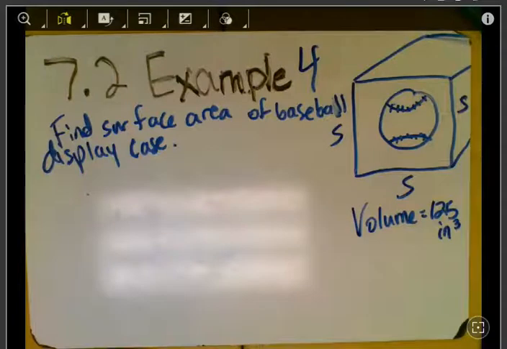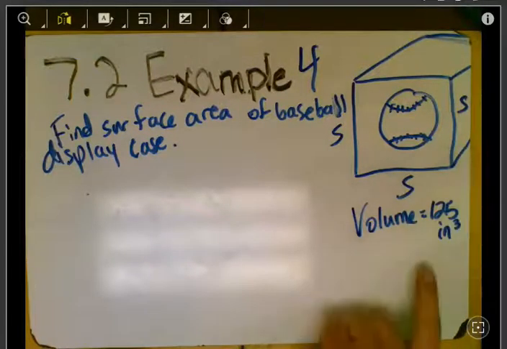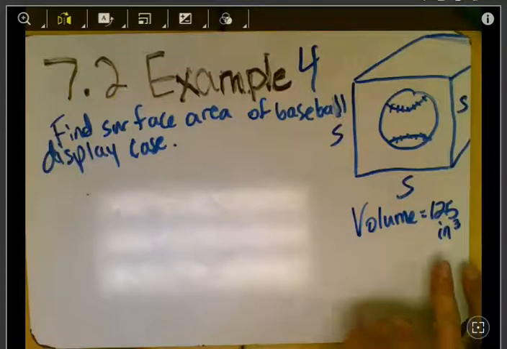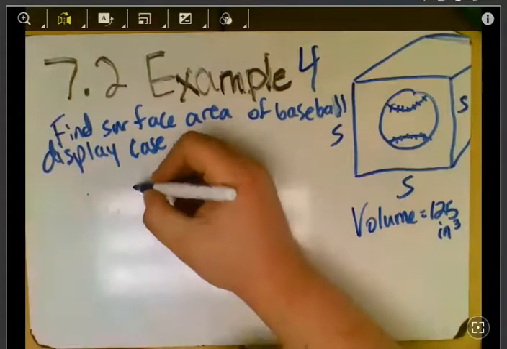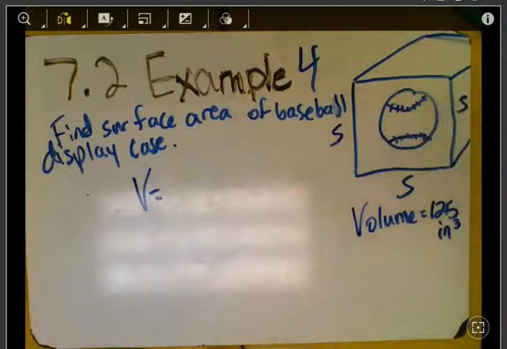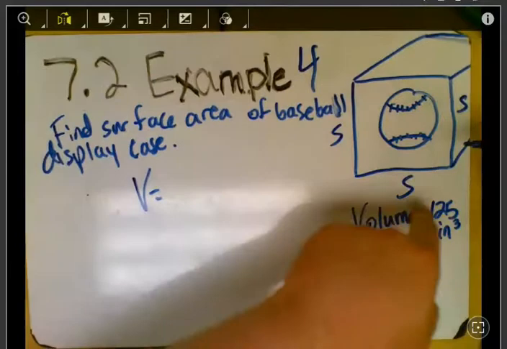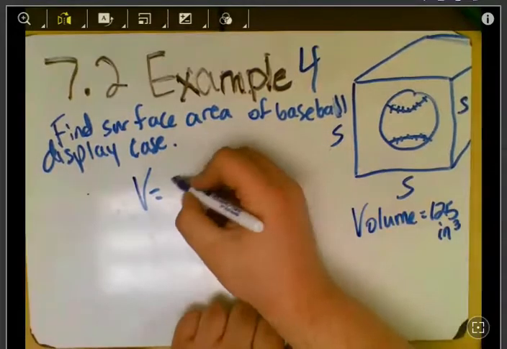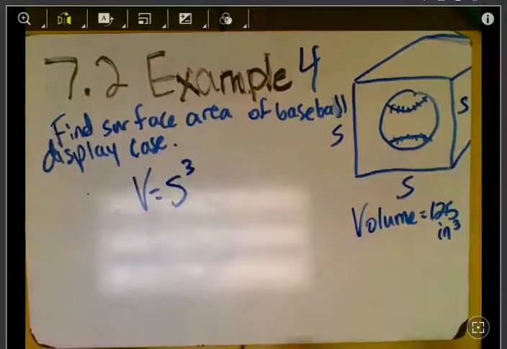is in the shape of a cube, which means that we can use the formula for the volume of a cube to find this edge length s here. The volume for a cube, we've been given the volume, which is 125 inches cubed. The volume for a cube is the length times the width times the height, and in a cube they're all the same. So it's s times s times s, which means we have s to the third power.